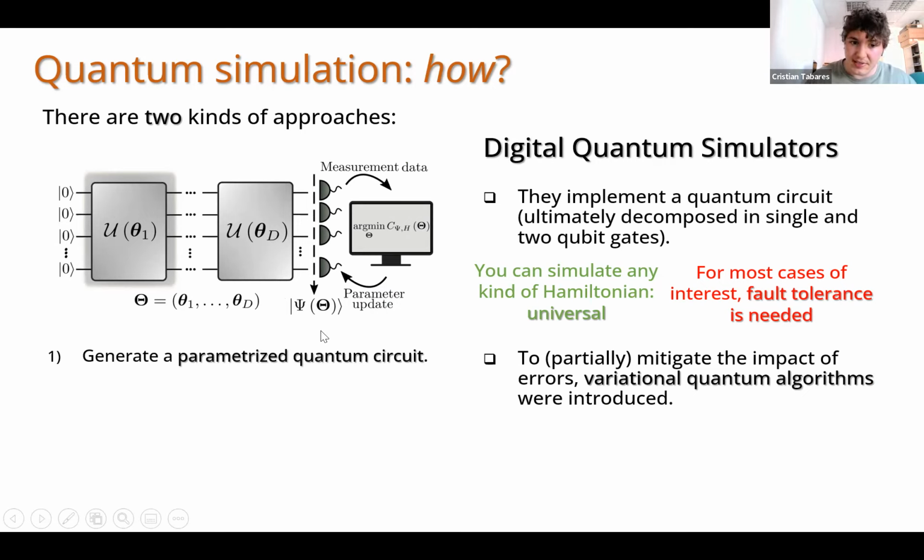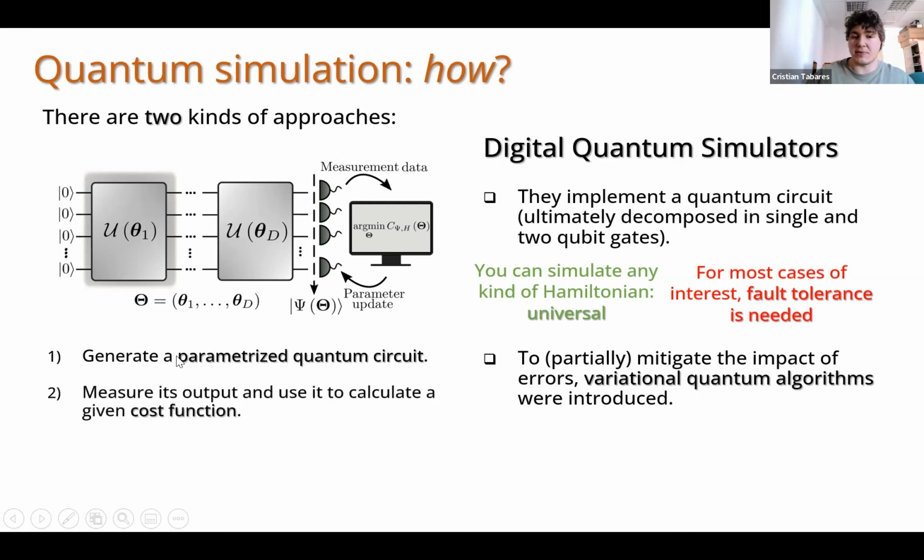This output is a quantum state that depends on these parameters. So we can modify the parameters of the circuit, and hence we modify the interaction, so we get a final state which is different. We first generate this parameterized quantum circuit, then we use it to generate a certain quantum state, and we measure the output of this quantum circuit. We plug this output into a classical computer to calculate a given cost function.